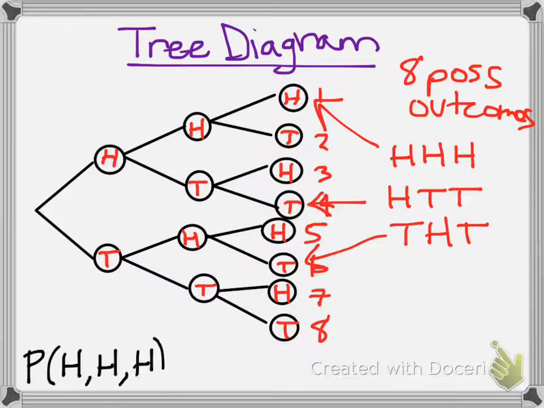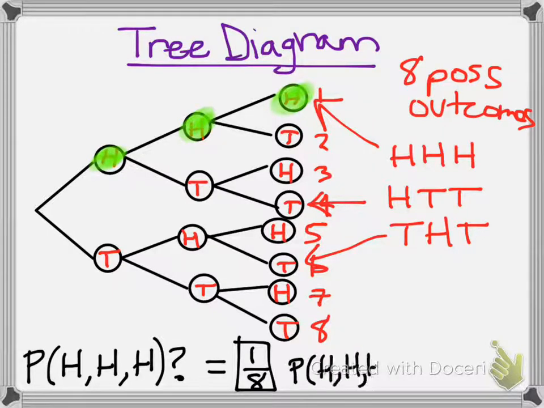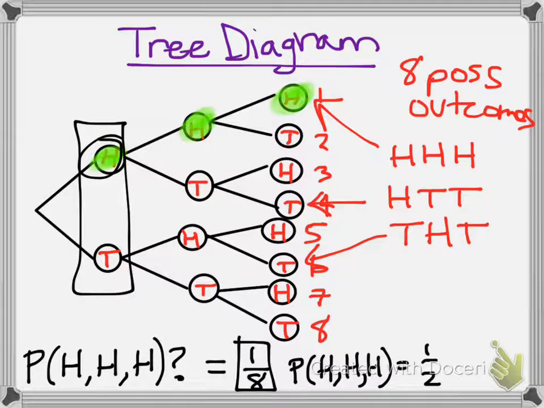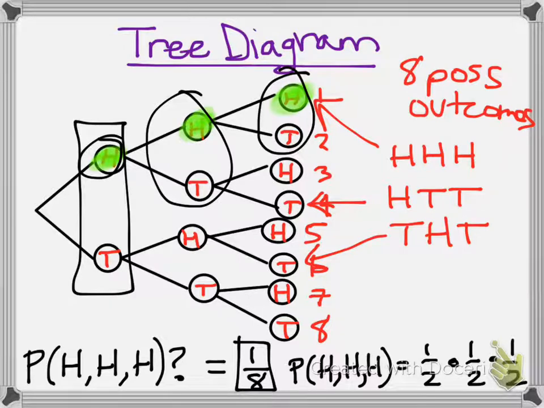Okay, so what is the probability of getting heads and heads and heads? So the probability of getting heads and then heads and then heads is 1 of the 8 outcomes. Another way to look at it is look at it individually. You can say the probability of getting heads the first time is 1 out of 2. Then getting heads the second time is still 1 out of 2. And then the third time is still 1 out of 2. So it's 1/2 times 1/2 times 1/2, which equals 1/8.